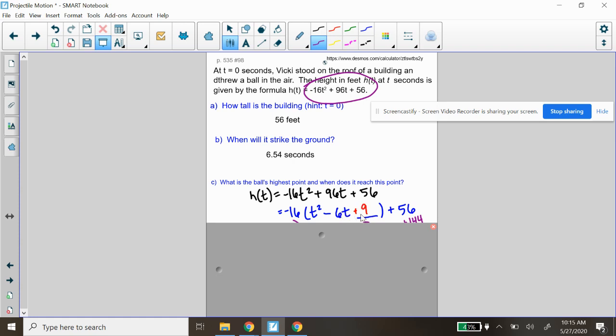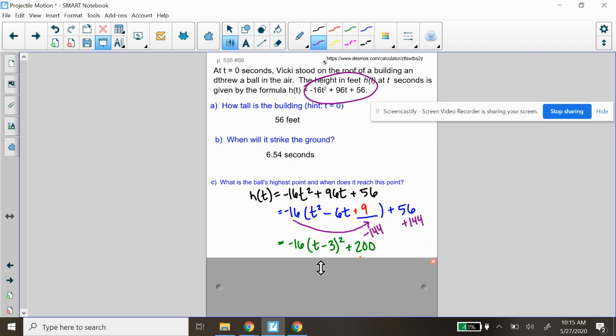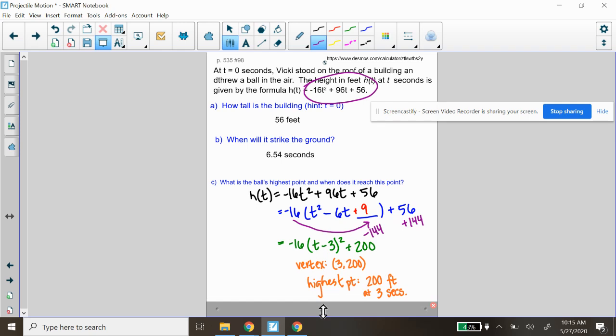So what I'm going to do is add 9. In doing so, I'm really subtracting 144. So in order to balance that, I need to add 144. In completing the square, my vertex form becomes negative 16 parentheses t minus 3 squared plus 200, which means my vertex is (3, 200), which means the highest point of the ball is after 3 seconds. It's going to be at 200 feet.